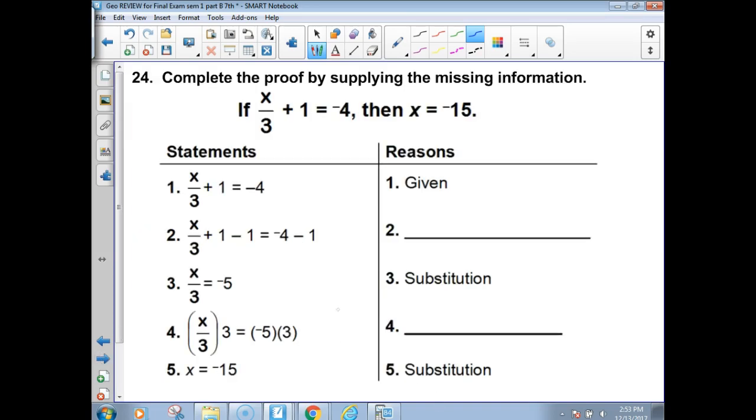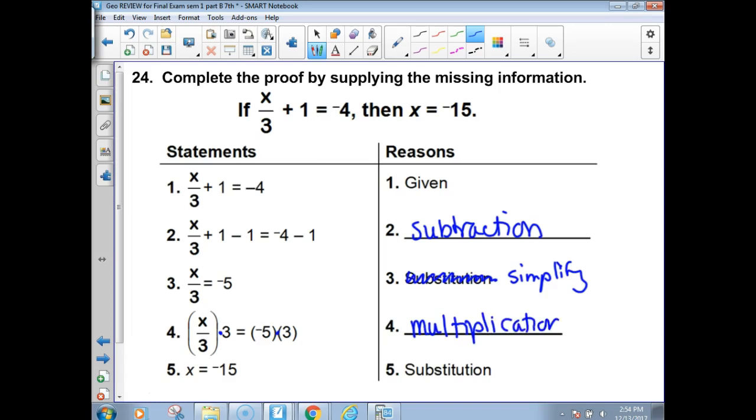Okay. 24. The first step, of course, was given, and then they subtracted. So I'm hoping you wrote subtraction property here. I'm sorry about the word substitution being here, since I did not do it that way at all this year. I said add or simplify, right? We did simplify for coming from step 2 to step 3. All they did was simplify it. Then they show that they are multiplying by 3s. I hope you wrote multiplication on this line.